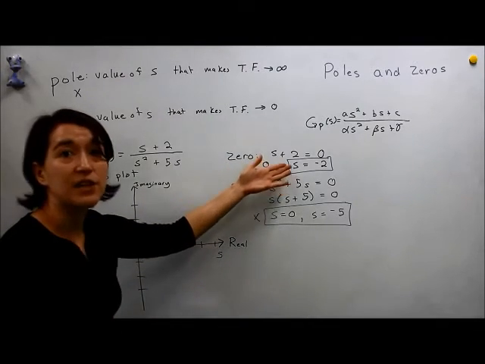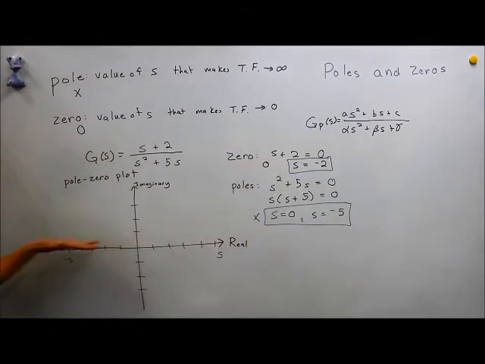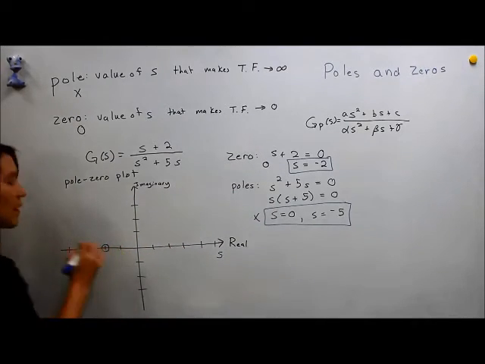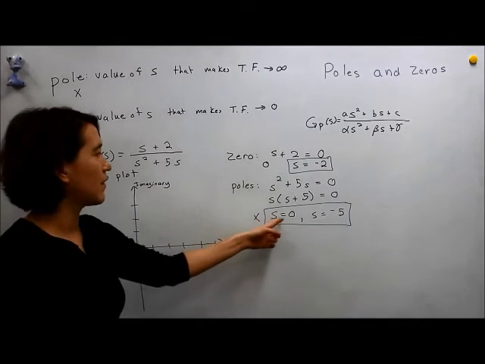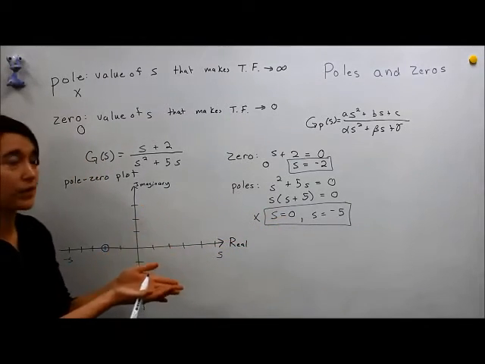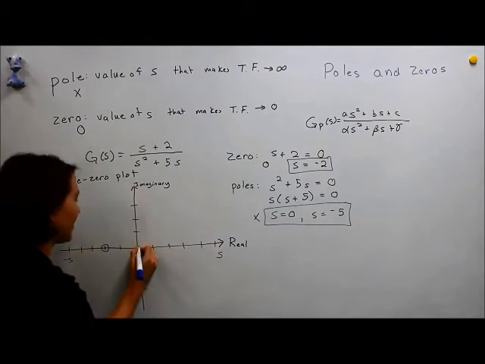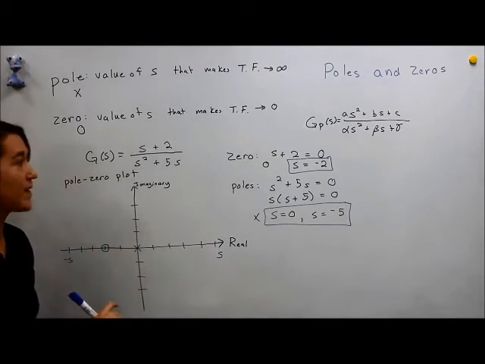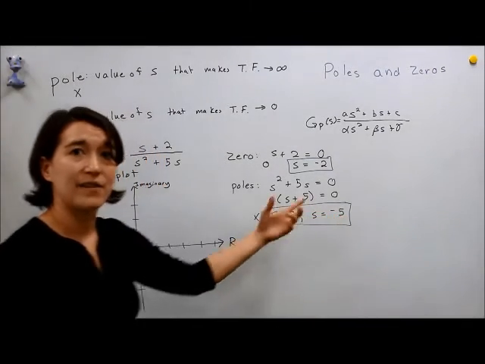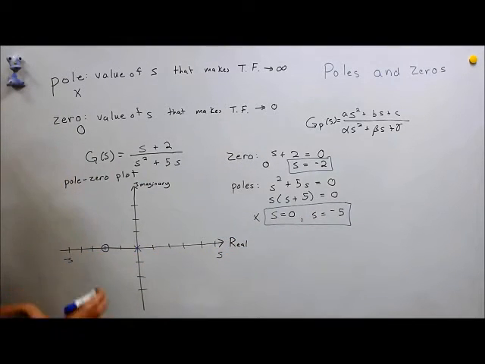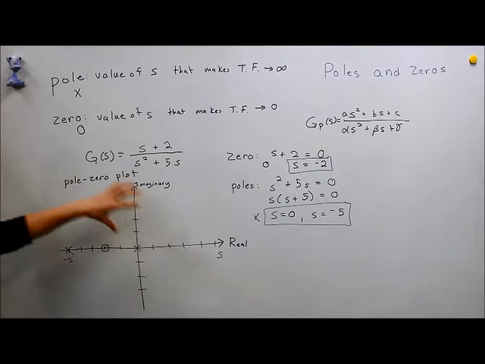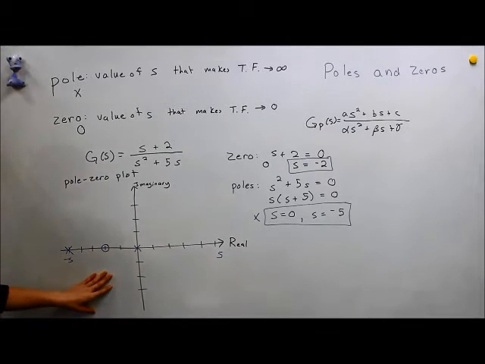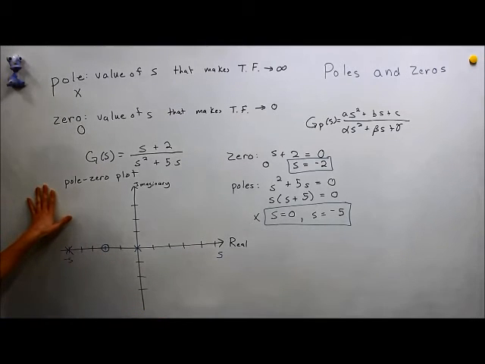zeros. There's no imaginary component, it's all real. So we keep on the real axis and we go to -2 and we put a circle. So that's our zero at -2. And then for the poles, remember we use an x, we have s equals 0. So again, no imaginary or real components, so just an x right at the origin. And then s equals -5, again, only a real component, no imaginary, so we would put an x out here. So this is how we would plot our poles and zeros on the pole zero plane.